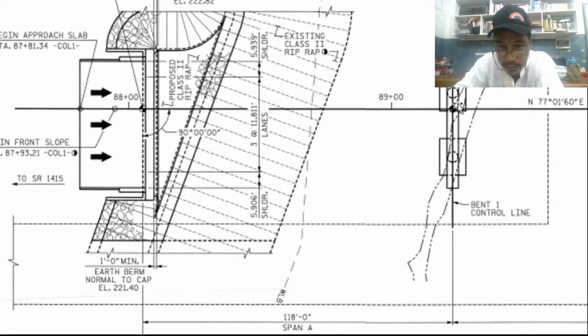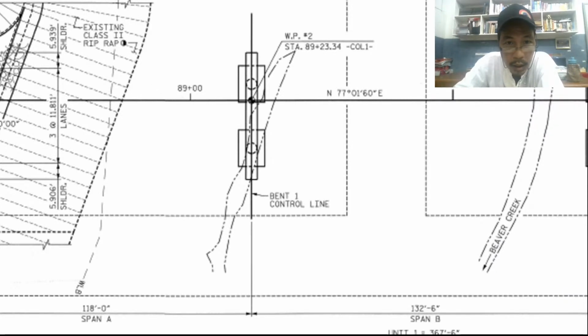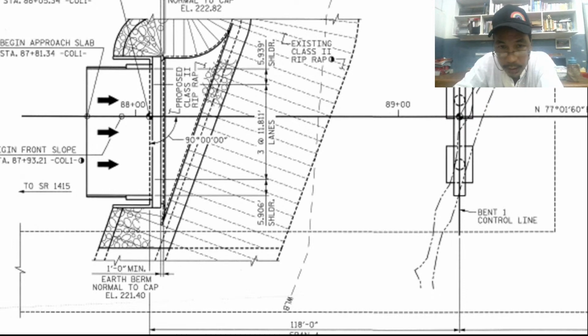So if we can say that the support is simple support, simple beam. So this is our reference points. So from this point to this point, that is our simple support. Okay? So you can just subtract the station amount, no? So 89 plus 23.34. Then here, okay, let's go back then.